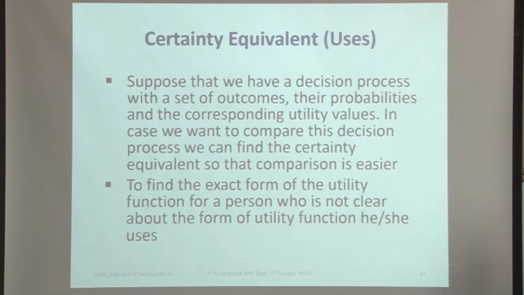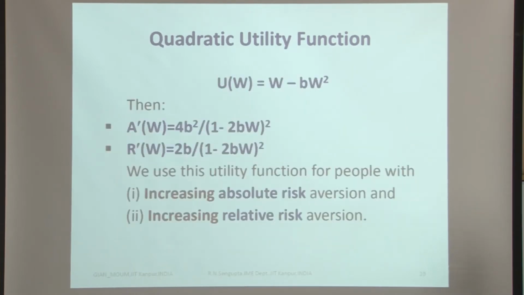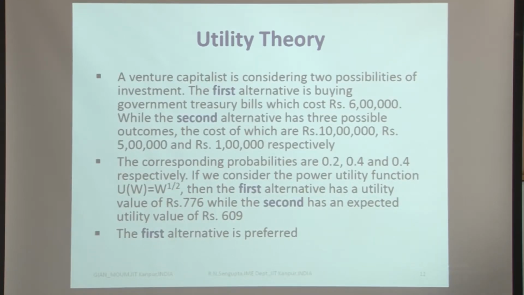So, if you consider any decision, the certainty value will give you an expected value which exactly matches the probabilistic one. If you remember the example here, consider that the first alternative is not there, and you want to find the certainty value for the second decision. What is the expected value of the second decision? It is the square root of 10 lakhs into 0.2, plus the square root of 5 lakhs into 0.4, plus the square root of 1 lakh into 0.4. That will give you a fixed value. So you find a value of C such that the expected value of C exactly matches this probabilistic distribution.